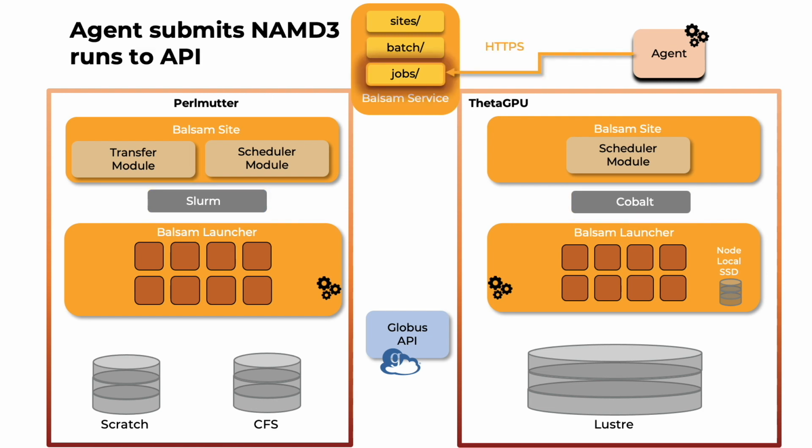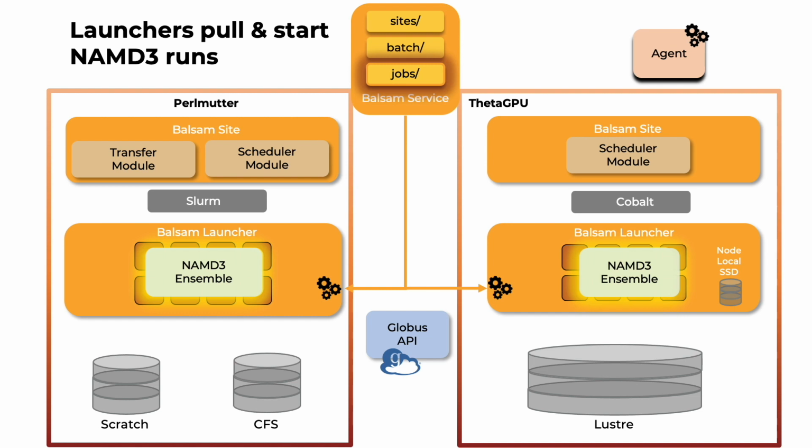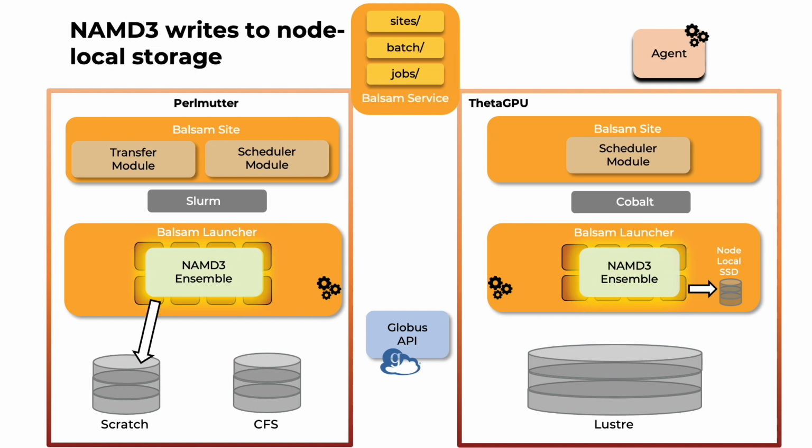Meanwhile, the agent uses the Jobs API to define and submit the distributed NAMD3 simulation ensemble. Jobs contain a flexible resource specification. In this scenario, we're requesting that each simulation occupy a single NVIDIA A100 GPU. The launchers acquire these simulation jobs and map each instance onto an idle GPU. The simulations write to scratch file systems.